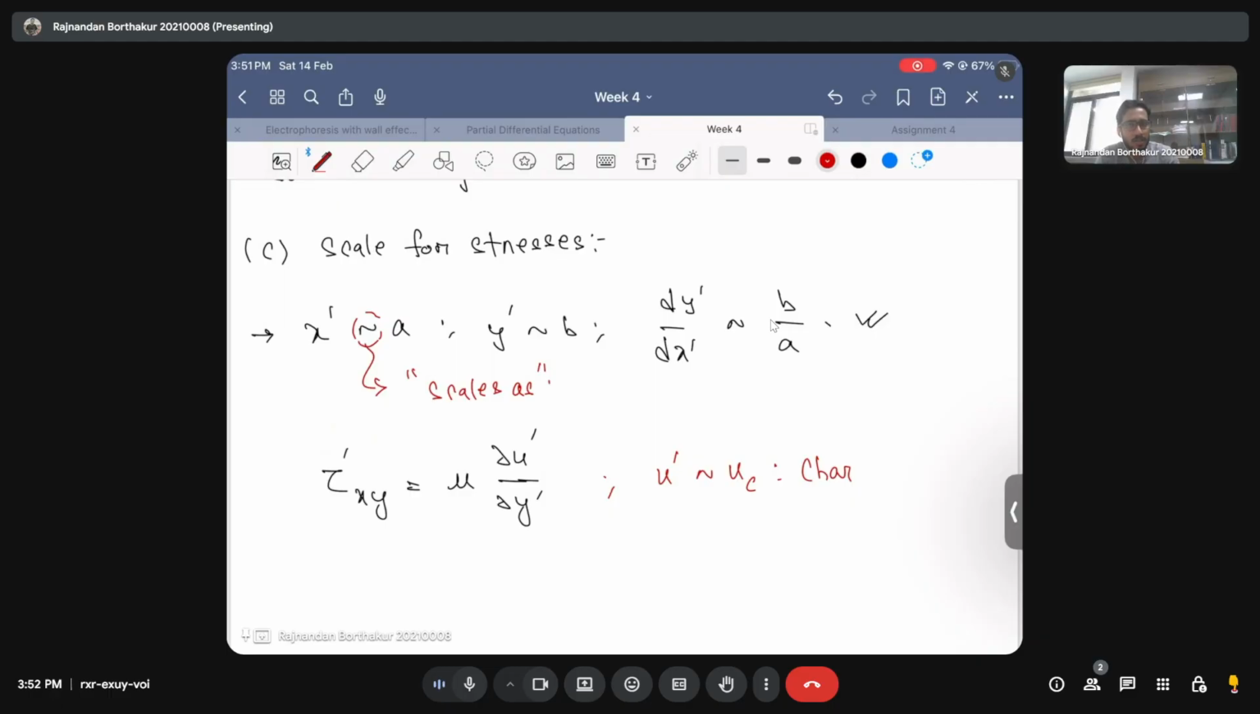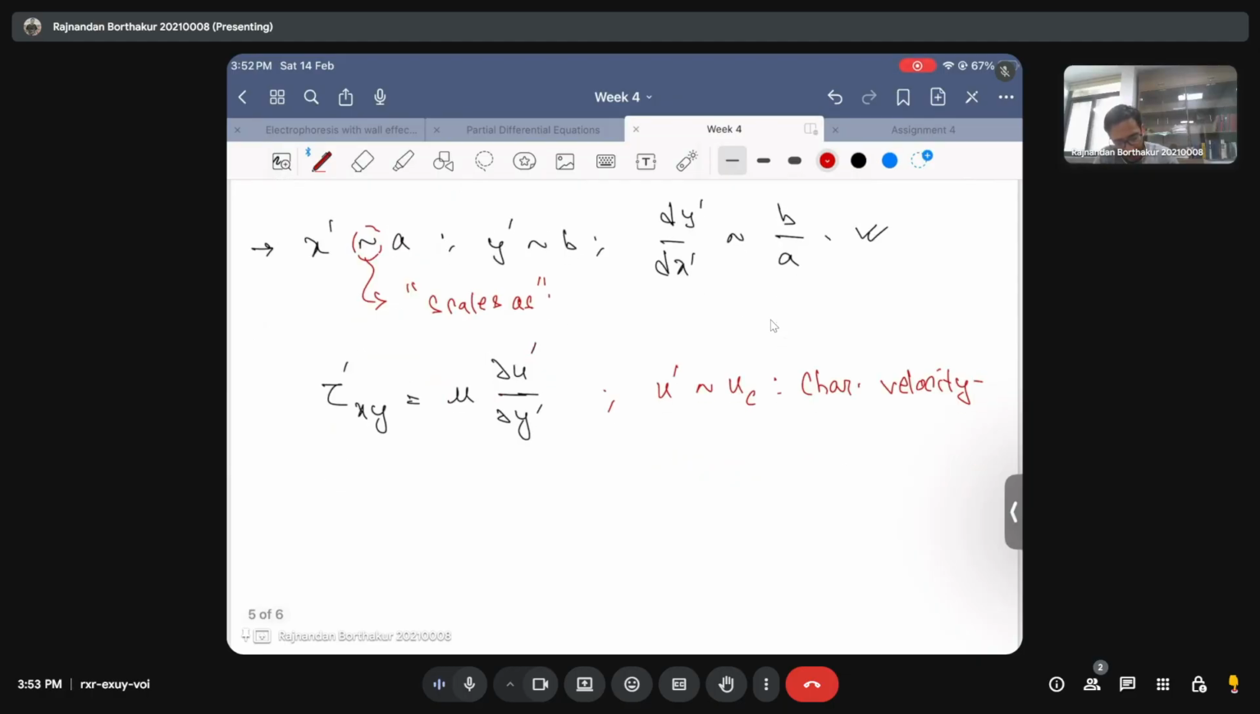I hope you have realized this until this point. So this uc is the characteristic velocity that we already know, and I can then say that my y prime scales as the characteristic length lc. Again, this is something that we have extensively discussed. For instance, if we have a Couette flow, the length is going to be the gap between the plates. If I have a Hagen-Poiseuille flow, the characteristic length is going to be the radius of the pipe, where lc is the characteristic length.